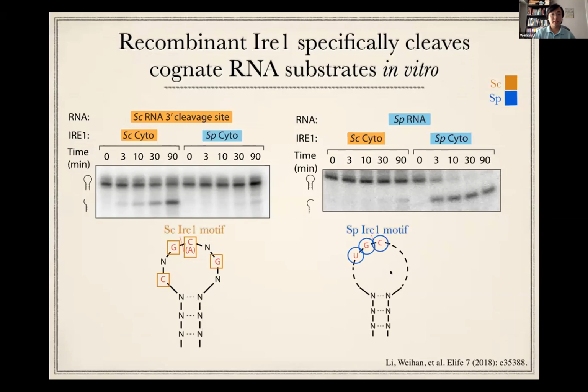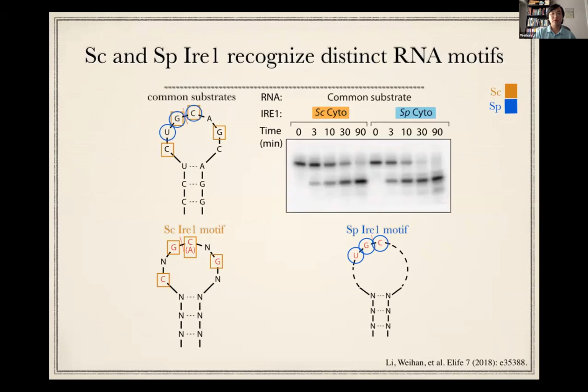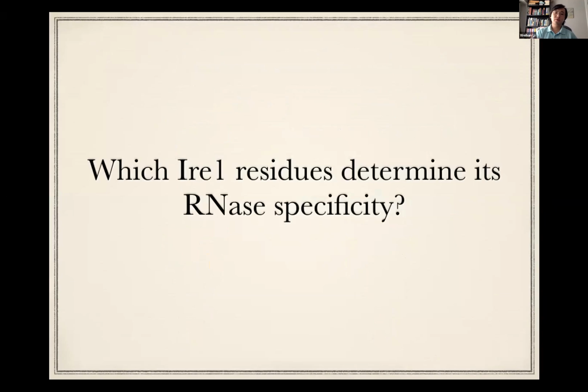And we further tested this finding by designing a common substrate, which has the cerevisiae motif as well as the pombe motif. And by prediction, it should be cleaved by both. And very nicely indeed, the common substrate is very efficiently cleaved by both cerevisiae IRE1 and pombe IRE1 in vitro, further validating our finding. So far I showed you that cerevisiae IRE1 and pombe IRE1 have distinct RNA specificity, but one main question is still unanswered: what are the residues or structural features of IRE1 that determine the RNA specificity?